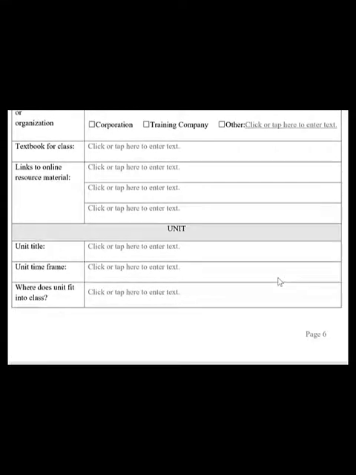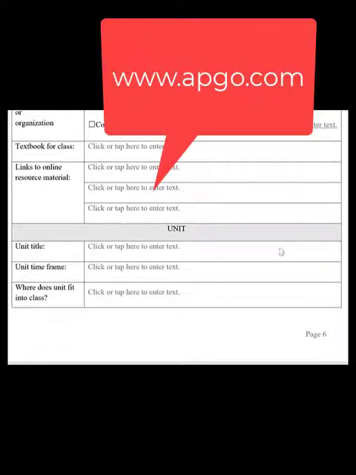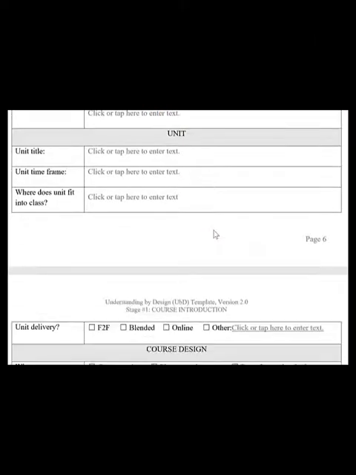So going down the page, if we need a textbook for our class, we would put that here. There might be many textbooks we'd want to add. And then online links for the resource material. So important for our students now. So let's go down to our unit.